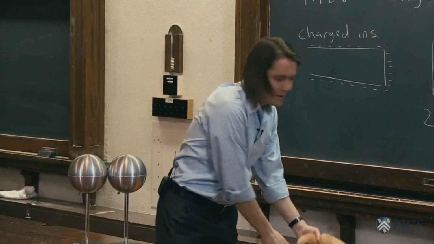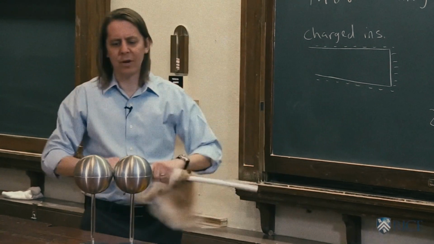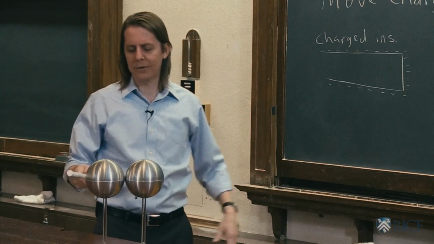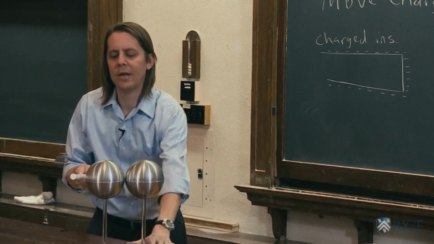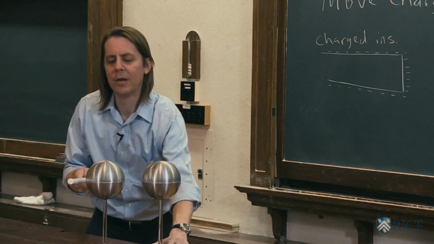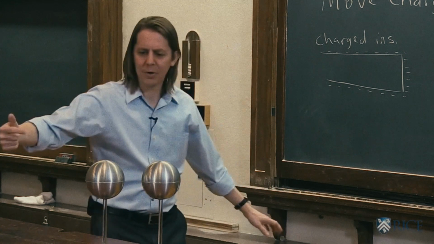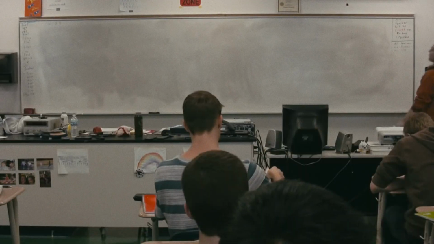What I'm going to do is bring my charged rod up to one of them, and it's creating the polarization effect. It's polarizing the two spheres, and then I'm simply going to separate them in the presence of the rod. What that should do is, let's see, the free electrons were pushed this way. This one should be negative, this one should be positive.